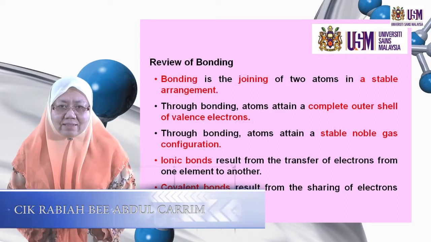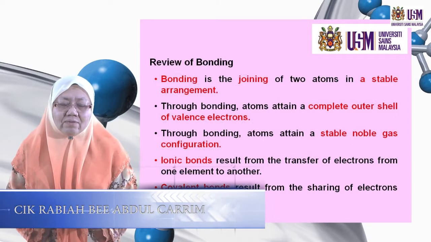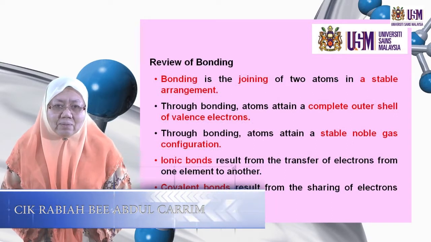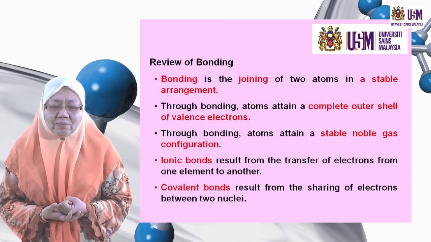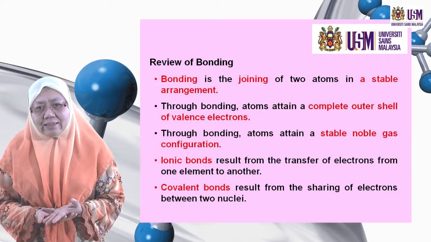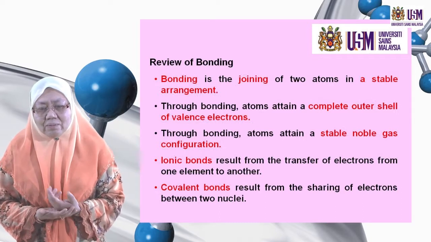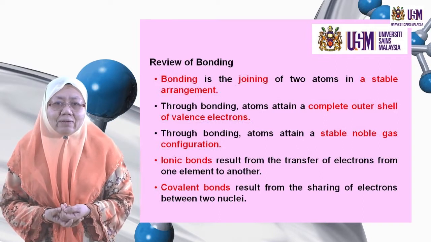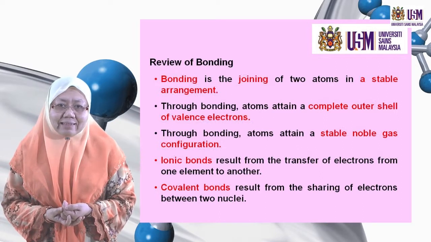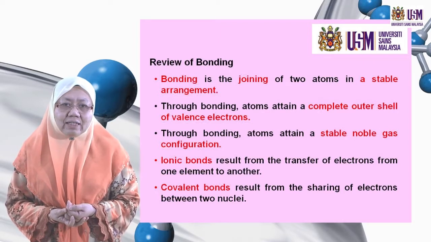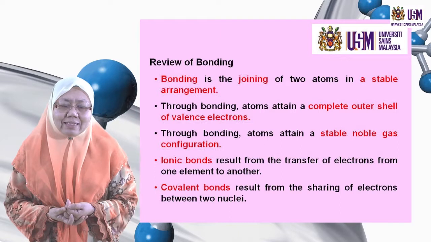Ionic bonds result from the transfer of electrons from one element to another. So the one that is electropositive will have a positive charge, and the one that is electronegative will have a negative charge, as in sodium chloride, where sodium would have Na positive, and chlorine would have Cl negative. Covalent bonds come from the sharing of electrons between two nuclei.